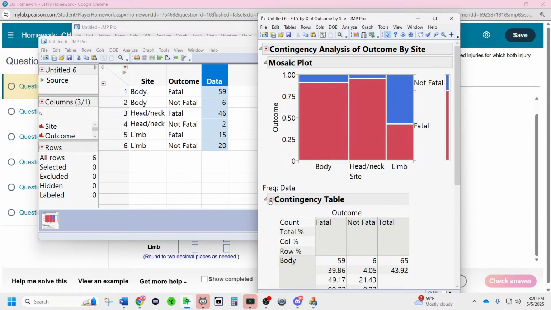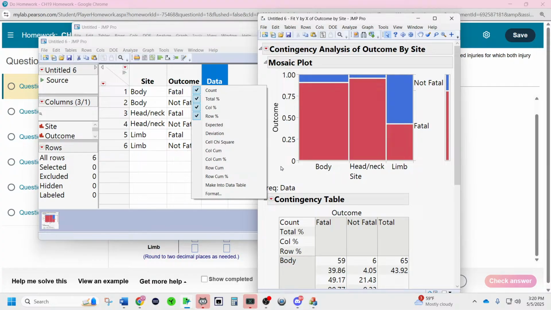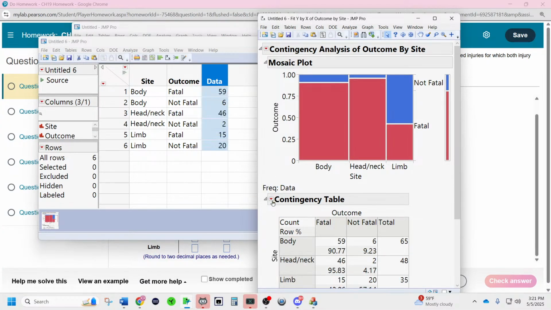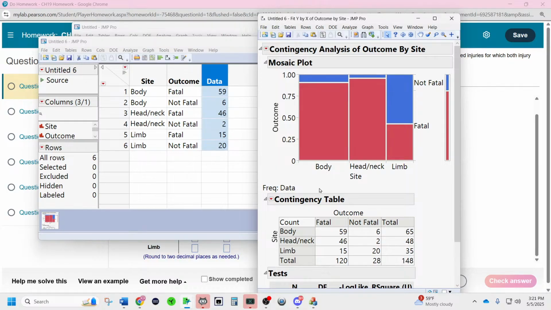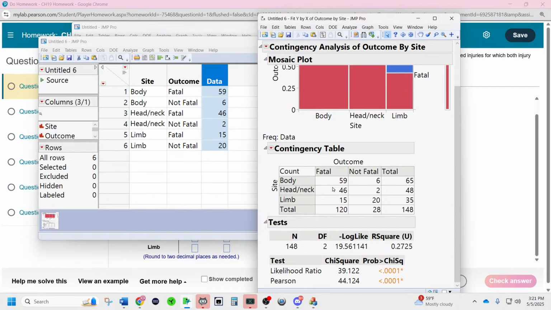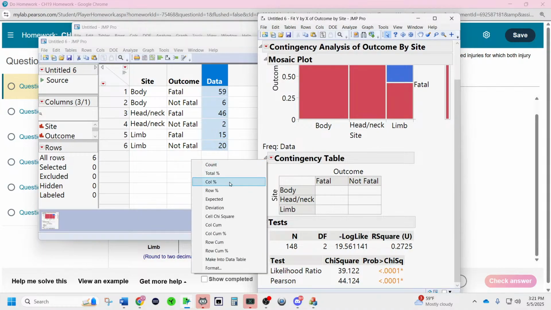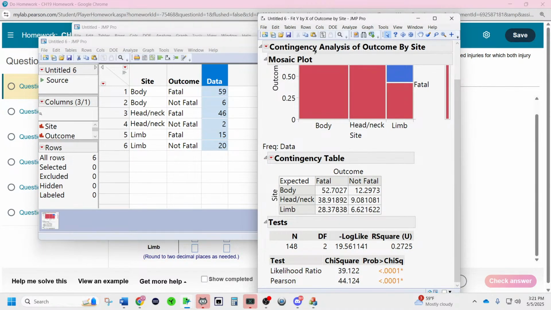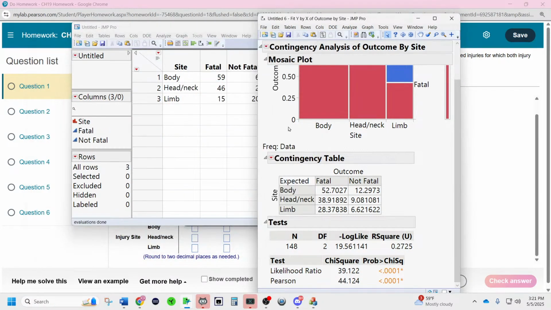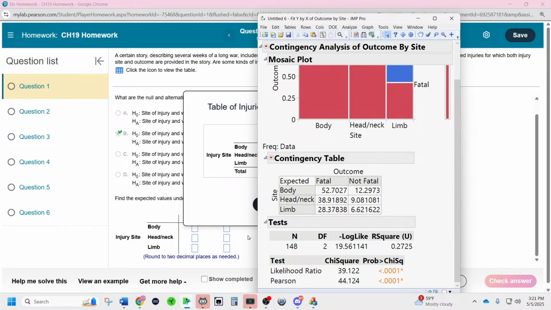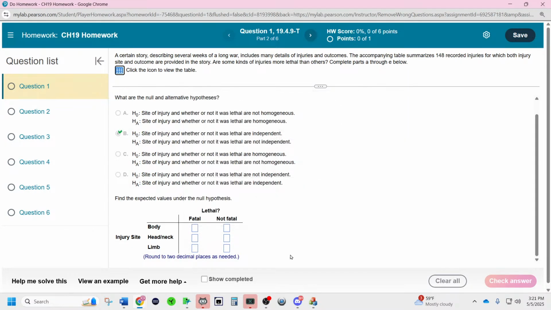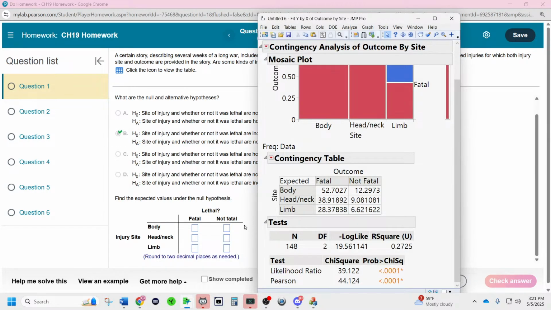We're also going to click this red arrow right here. You're going to deselect everything but count for right now. This is the counts of observations we had previously, and now we're going to deselect counts even more, and go here and put in the expected counts. So these are literally the expected counts, and we'll show how to get one in a moment. But the expected counts are what go right here. Make sure it goes in the same order: body, head neck, limb, fatal, not fatal.